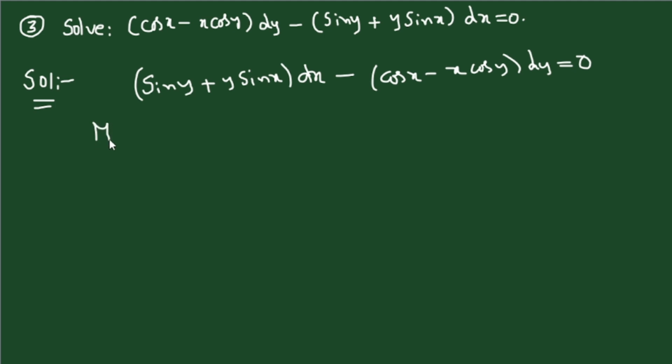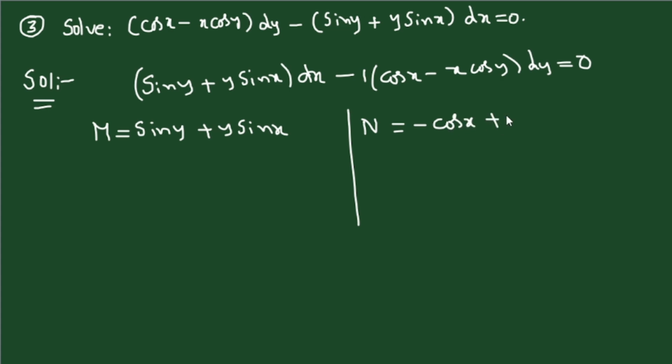In that case, m becomes sin y plus y sin x. You should always remember that the function that is adjacent to dx must be m and the function that is adjacent to dy must be n. So here n equal to, you multiply this function by -1, right? You have -1 here. So you will get minus cos x plus x cos y.